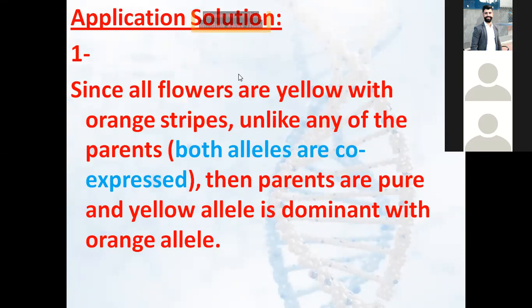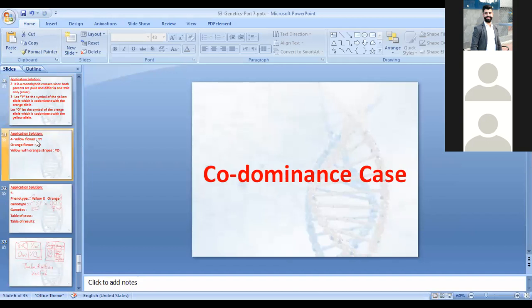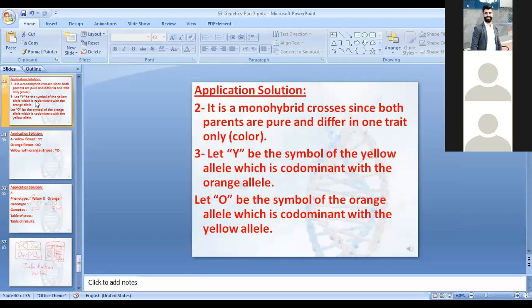So first we said it is the case of codominance, where both alleles are expressed and the parents are pure. And the second thing we have to answer is the type of this cross. It's a monohybrid. Why? Because the parents are pure and they differ in only one trait, which is the color. Symbols: here, for codominance, we have to use another way.